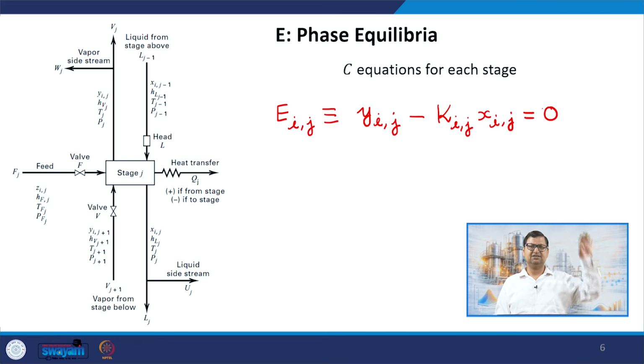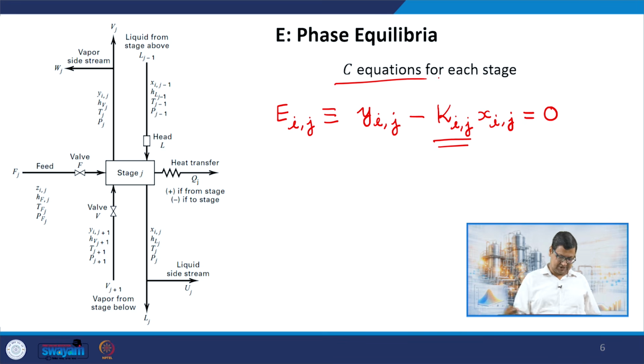And again, k is the ratio of the liquid phase and vapor phase partial fugacity coefficient. So k has to come from thermodynamics or the equation of states. But for the time being, for simplicity, we are simply writing it as k, but keep in mind that it has to come from some thermodynamic relation or equation of state. Okay. So then we have again C equations for every stage.